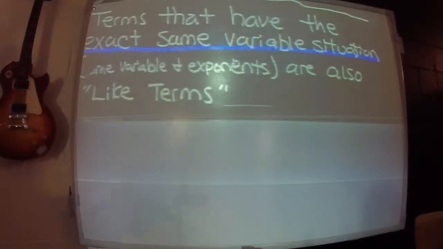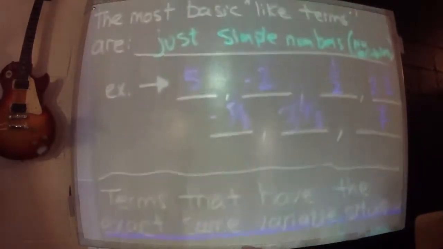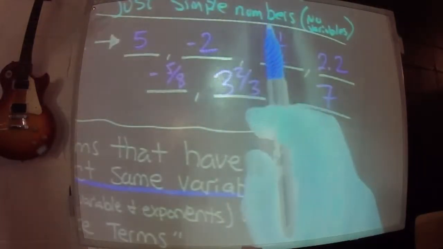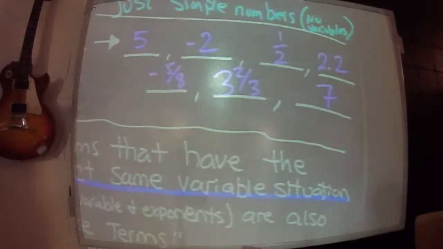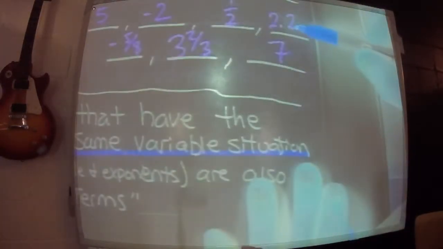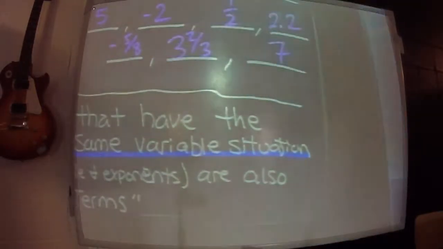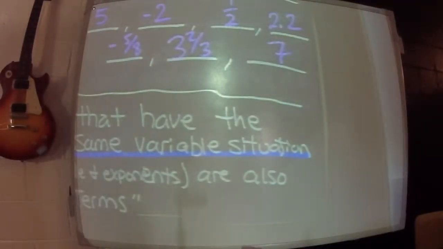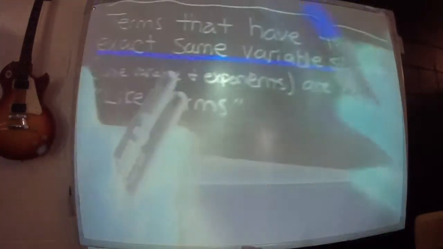So your most basic like terms are what? Just numbers. If you got an expression, anything that is a number that doesn't have an X or a Y or anything on it is a number. I don't care if it's a fraction or a decimal or what. If it doesn't have an X on it, it's just a number, as ugly as it may be. Could be ugly like 2.2. Could be fraction ugly like -5/8. Those things still go together. You can still just add those.